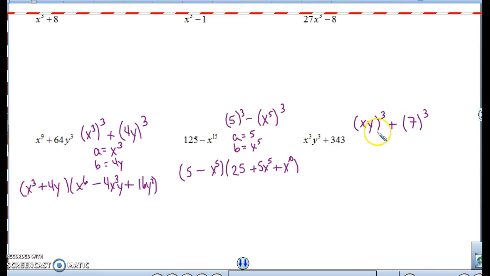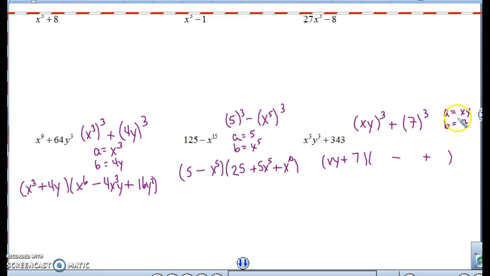All right, following your pattern. This is a cube, this is a cube, there's a plus in the middle. Here's your bubbles, small bubble, big bubble. Same sign, opposite sign, always positive. All right, so your pattern for this, A is going to be xy, B is going to be 7. So, same, xy plus 7. All right, and this A and B stay the same.